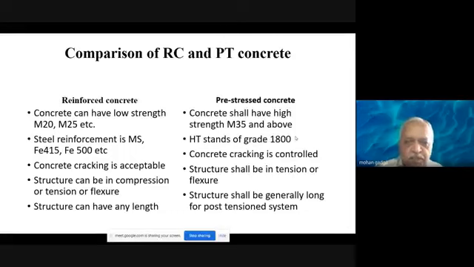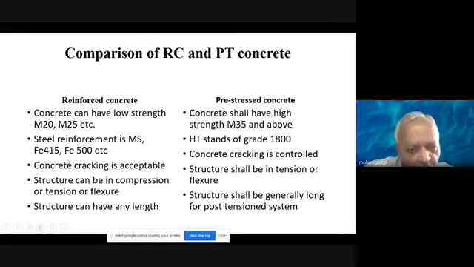Now when you compare the behavior of pre-stressed concrete and reinforced concrete, as far as concrete is concerned, you can have low grade concrete, M20, M25, while for pre-stressed concrete you need high grade concrete, at least M35 and above. The steel reinforcement that you use is mild steel Fe415 or Fe500 grade, that is the 0.2% proof stress of the steel, while for high tension strands used in pre-stressed concrete, the grade is 1800, that is 1800 Newton per mm square, as against 500 for the conventional high yield strength deformed bar.